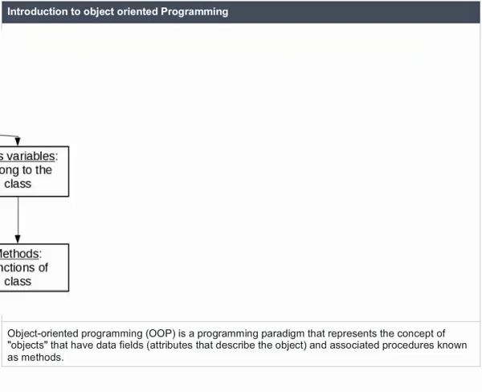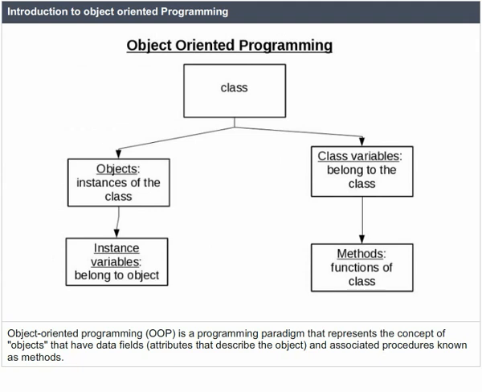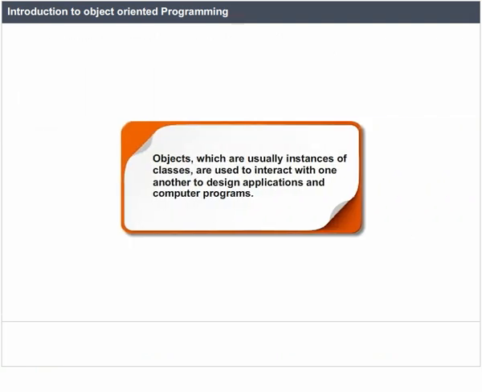Introduction to Object-Oriented Programming. Object-Oriented Programming, OOP, is a programming paradigm that represents the concept of objects that have data fields, attributes that describe the object, and associated procedures known as methods. Objects, which are usually instances of classes, are used to interact with one another to design applications and computer programs.